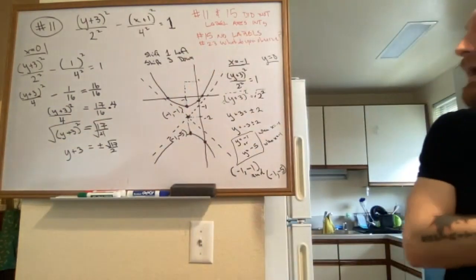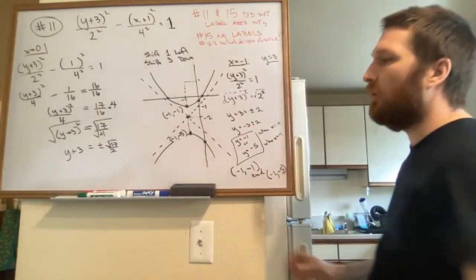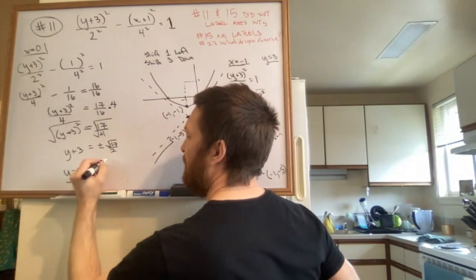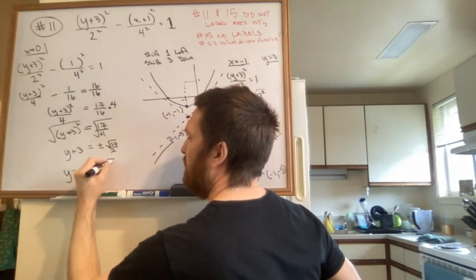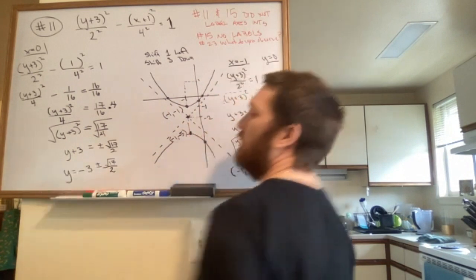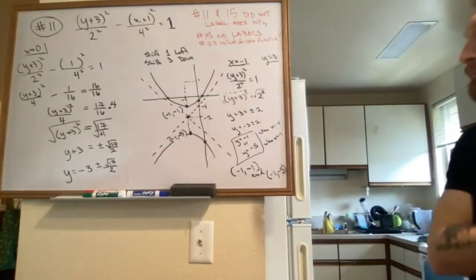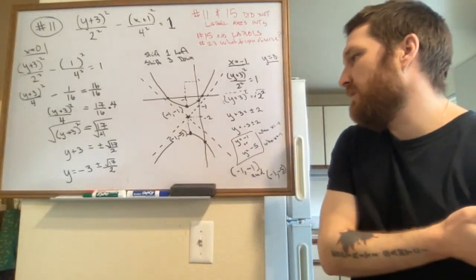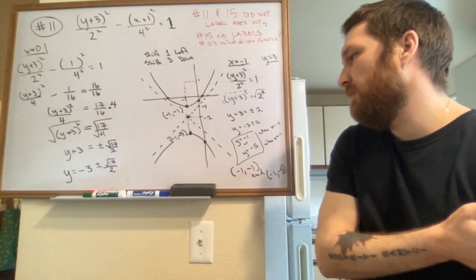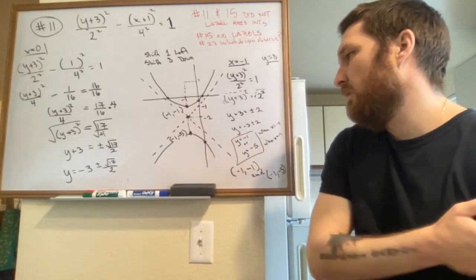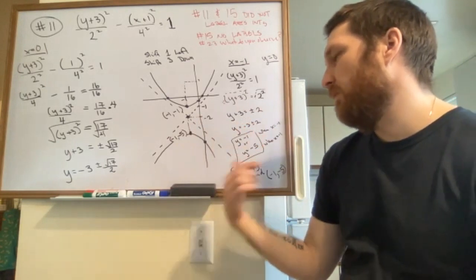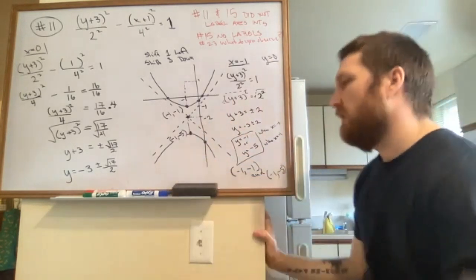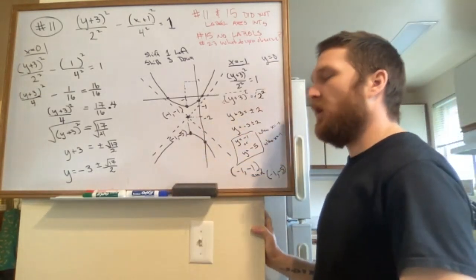Finally, I get my y by itself by going y equals -3 plus or minus root 17 over 2. And let's see. Root 17 is like a 4. It's a bit bigger than a 4. A bit bigger than 4 divided by 2 is a bit bigger than 2, but not quite. Yeah, so here we go.